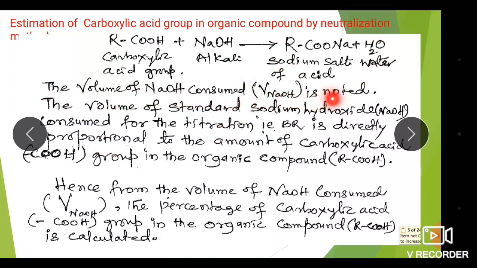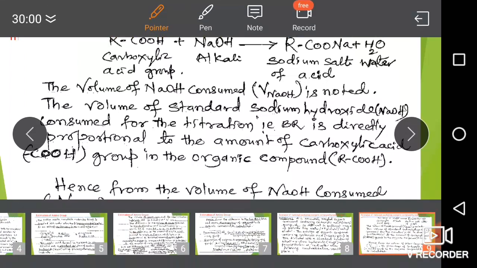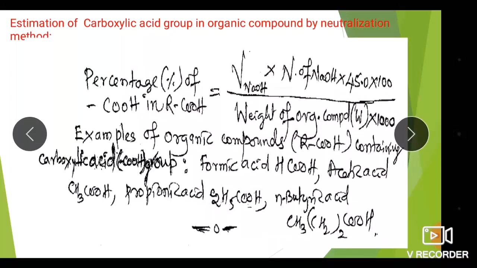The volume of NaOH consumed is noted. The volume of standard sodium hydroxide, NaOH, consumed for the titration, that is the burette reading, is directly proportional to the amount of carboxylic acid present in the organic compound. So hence, from the volume of NaOH consumed, the percentage of carboxylic acid group in the organic compound is calculated. So this is a very simple method to calculate the carboxylic acid group present in the given organic compound.